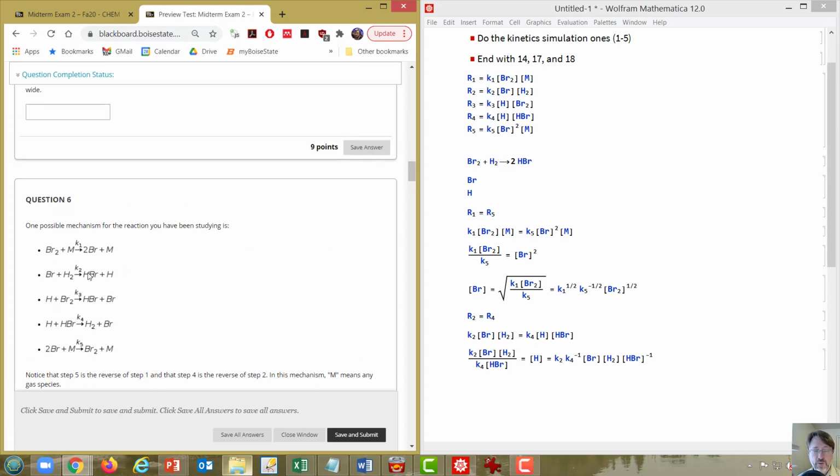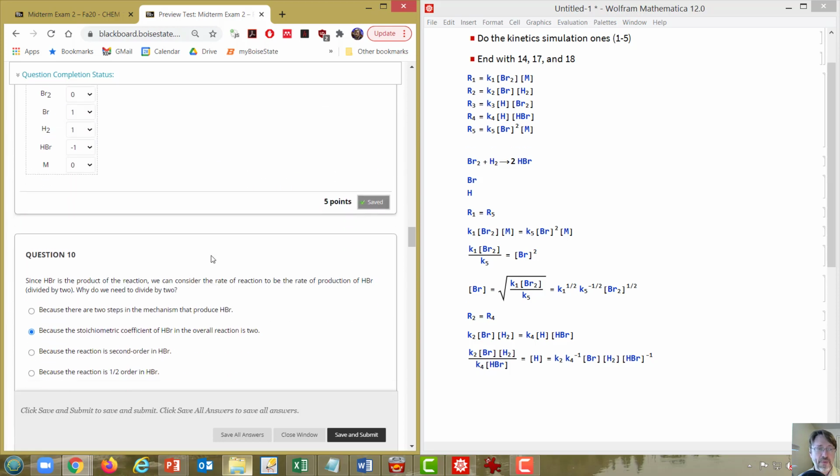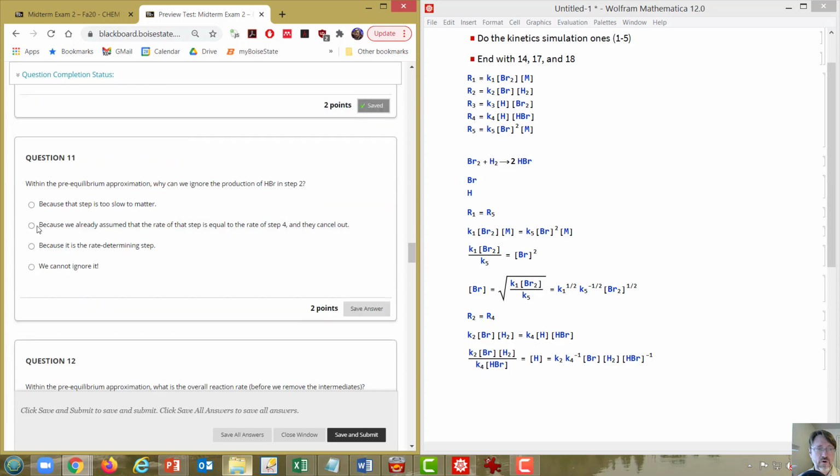And in the pre-equilibrium approximation, we said that the forward reaction equals the reverse reaction. And so for all of the Br that is produced by K4, that same amount is being destroyed by K2. And so they cancel each other out. So that is the one that's going to work. We don't know if it's the rate determining step, and yes, we can in fact ignore it.